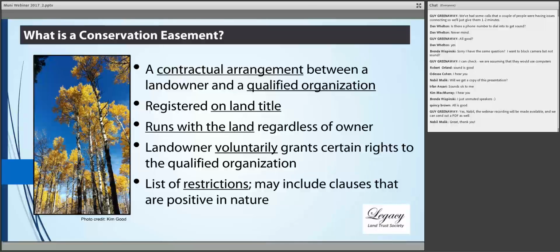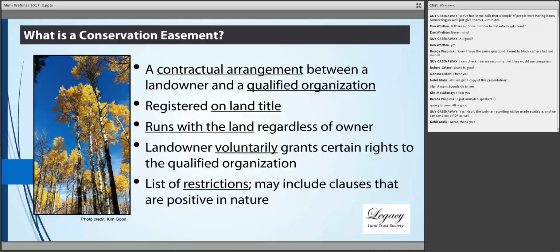In Alberta, we do have the option to register what you would call a term conservation easement. To my knowledge, that has not been done. Every conservation easement that I'm aware of in the province has been registered in perpetuity. And so for as long as that land has a land title, every future landowner would be bound by that agreement. The person who does enter into it does it voluntarily, and they do that with the qualified organization.